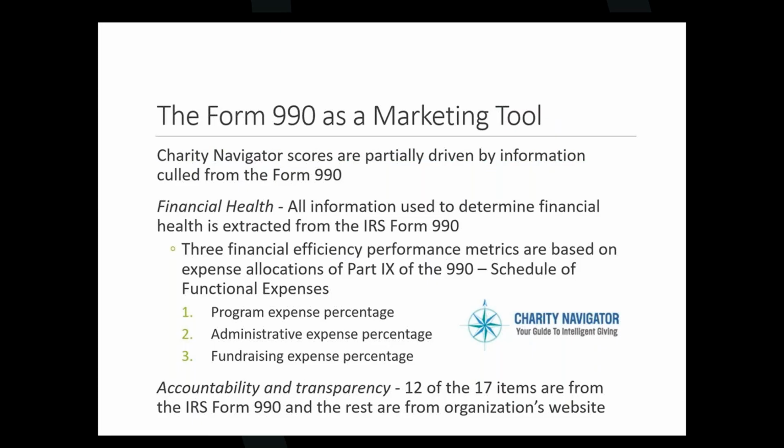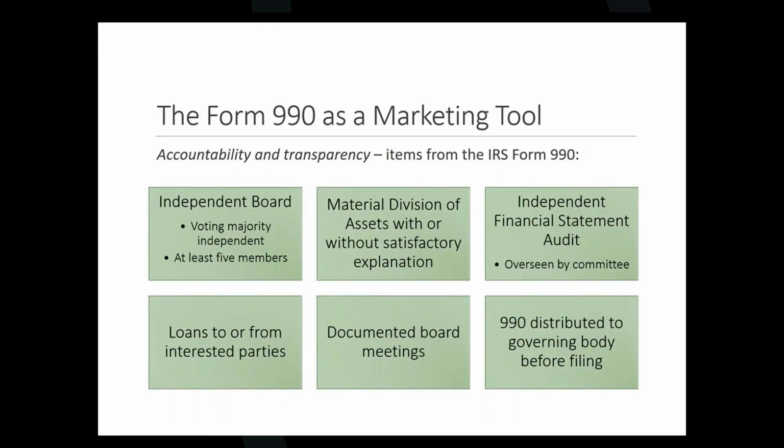The second section is accountability and transparency. So 12 of the 17 items are from the IRS Form 990, and the rest are from the organization's website. On the following 2 slides, we have what those 12 items are from the Form 990 that contribute to the accountability and transparency section. First, does the organization have an independent board? They usually want to see that the voting majority is independent and that the board has at least 5 members.